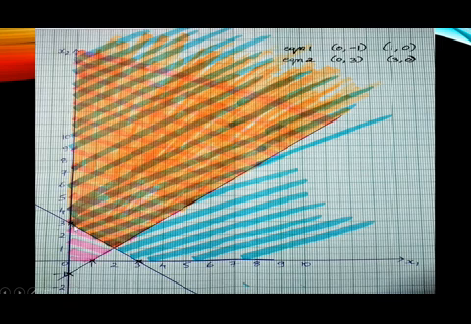0, 3 is this point, 0 along x1, 3 along x2. Now 3, 0: 3 along x1, 0 along x2. This is the point. So I draw a line here and extend it if needed. And this is greater than or equal to type. So to the right of the line or above the line, I am supposed to shade. So this entire region is feasible for the second constraint.